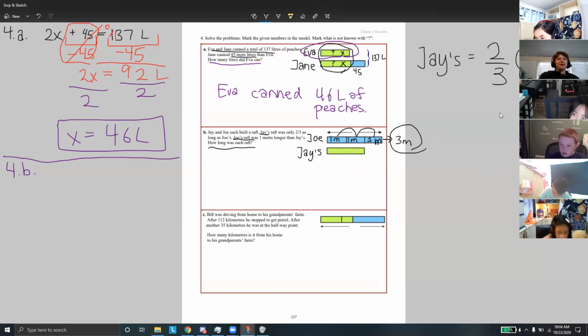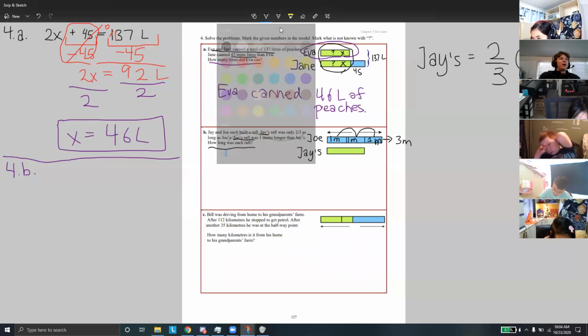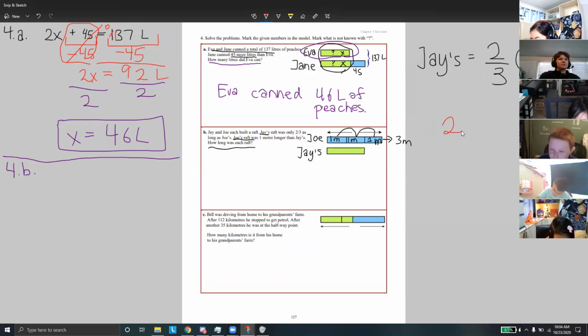How long is Joe's raft? You figured that out right here. That would be 3 meters. So we could just multiply that: 3 meters times 2/3. What is 2/3 of 3 meters? Well, 2 meters, absolutely. So we're doing 2/3 times 3 meters. And if we're multiplying fractions, we could just make sure that this 3 is in fraction form, so it's easier for us. 3 is the same as 3 divided by 1.